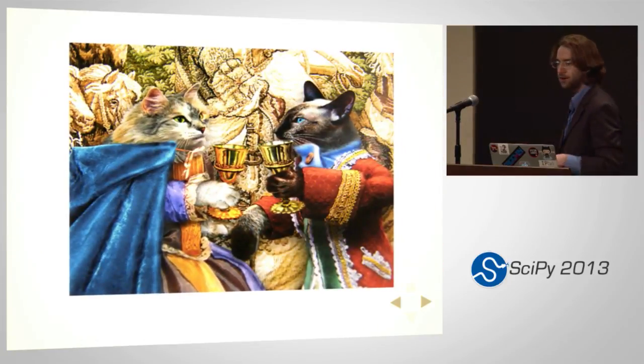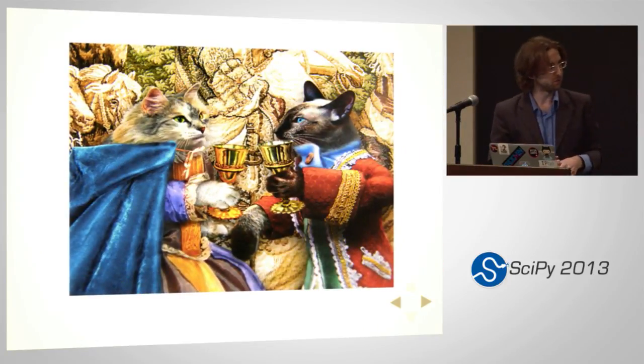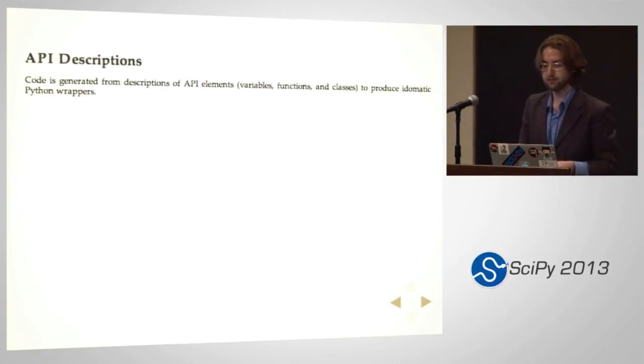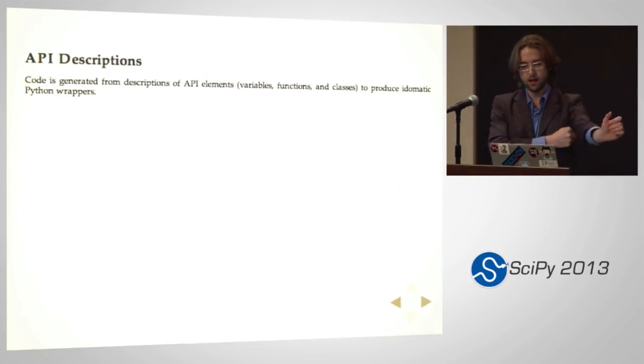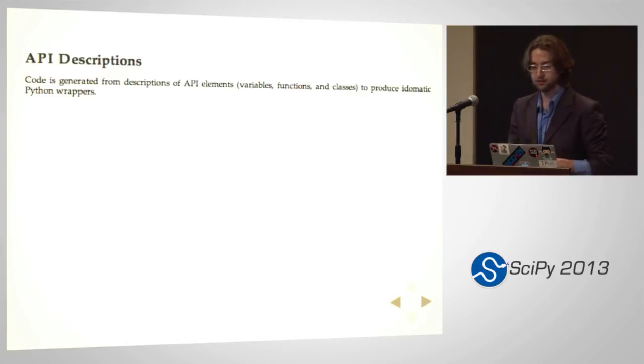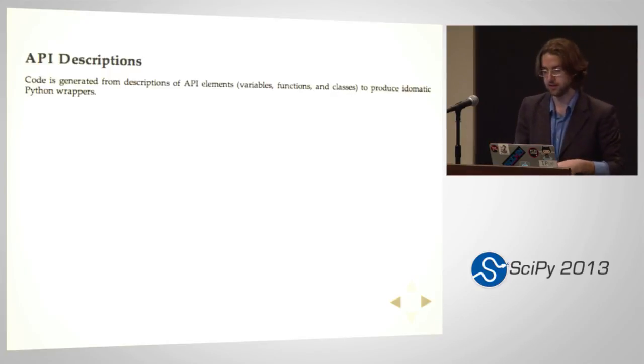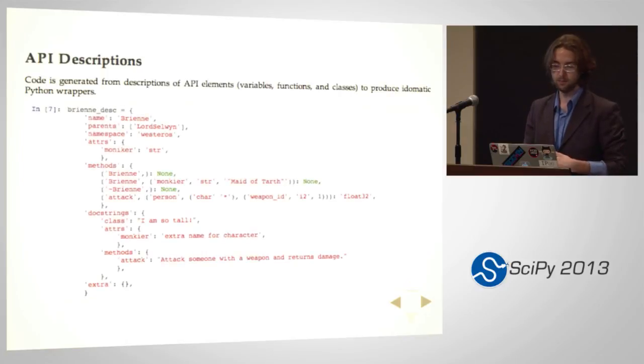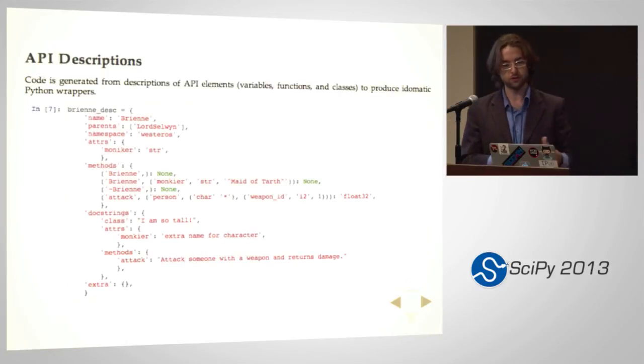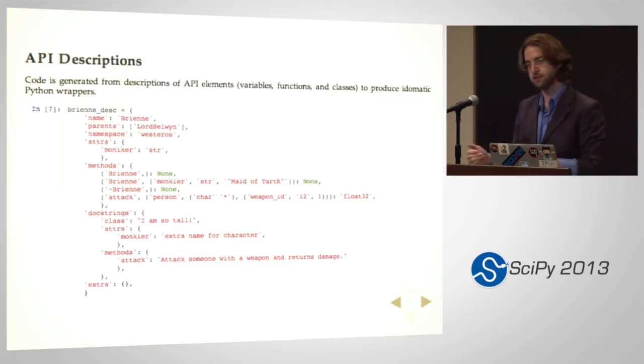Okay, now on to the meat and the dinner of the talk, the code generation part. If you remember the workflow diagram that I had at the beginning, one step was to produce these descriptions of API elements. Roughly speaking, we have variables, functions, and classes or structs. We want to produce idiomatic Python wrappers, and the main way we do that is through Cython right now. But to separate those concerns, you generate these dictionaries of description.